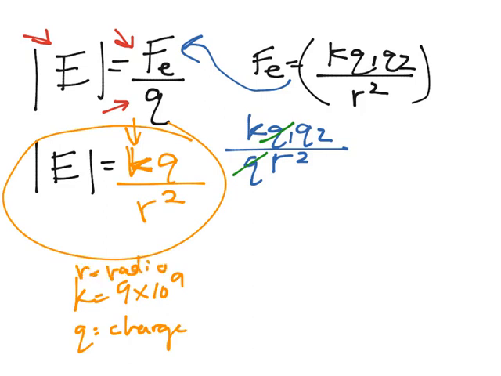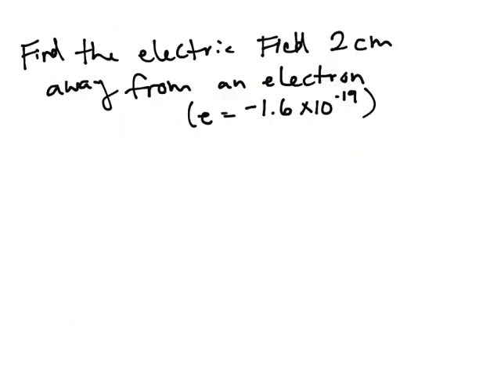Alright, so we're going to do one practice problem and finish this video up. Alright, so try the problem. Find the electric field 2 centimeters away from an electron. All electrons are negative 1.6 times 10 to the negative 19th coulomb.